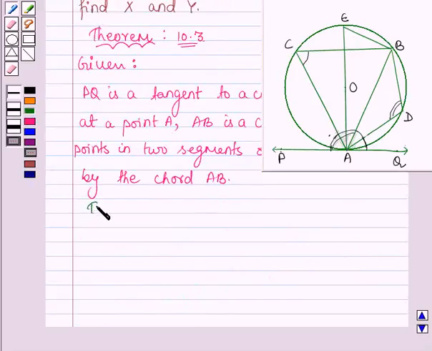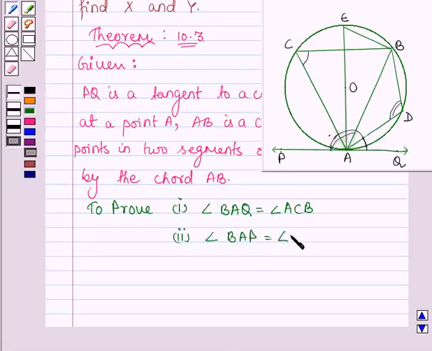and we have to prove first that angle BAQ is equal to angle ACB, and then we have to prove that angle BAP is equal to angle ADP. We have done a simple construction also, which is already shown in the figure. Here, draw the diameter AOE and join EP.